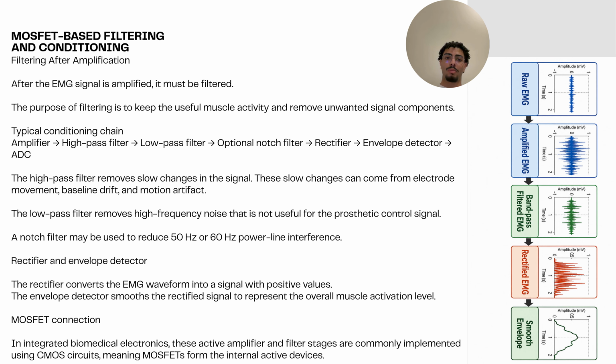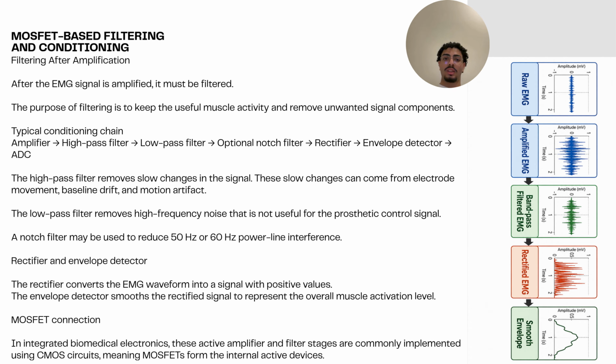The high pass filter removes slow changes in the signal. These slow changes may come from electrode movement, baseline drift, or motion artifact. The low pass filter removes high frequency noise that is not useful for prosthetic control. A notch filter may also be used to reduce 50 Hz or 60 Hz power line interference.